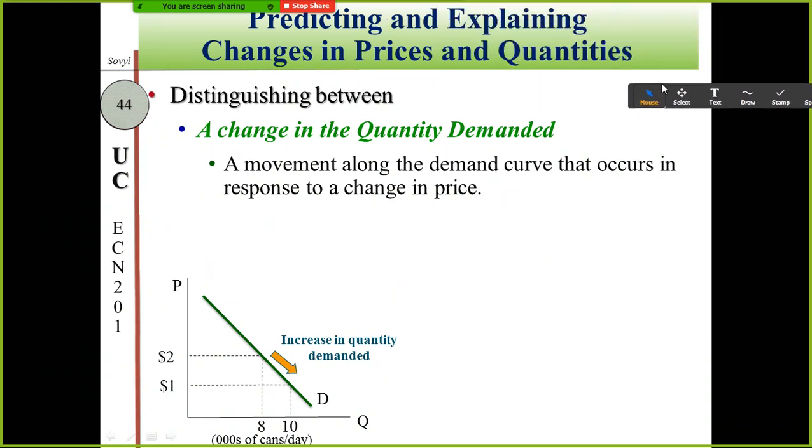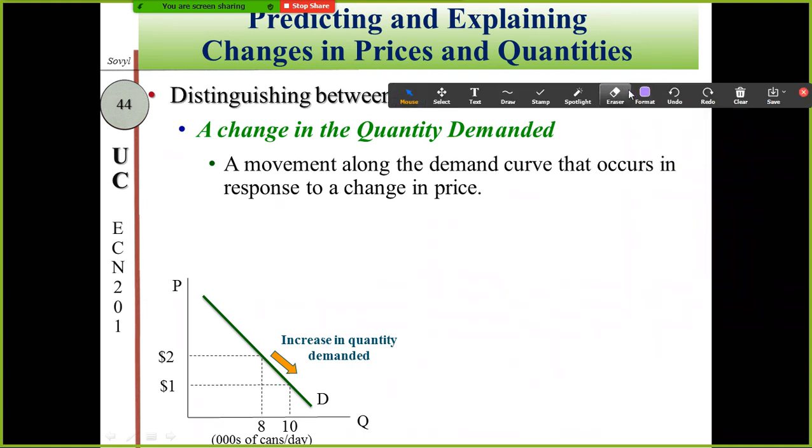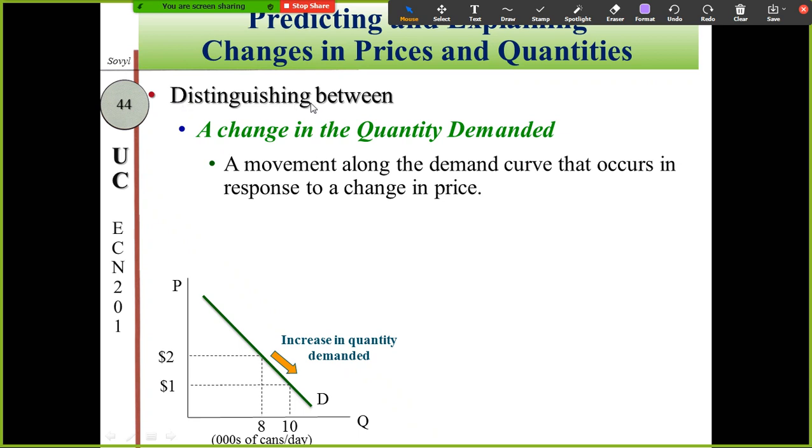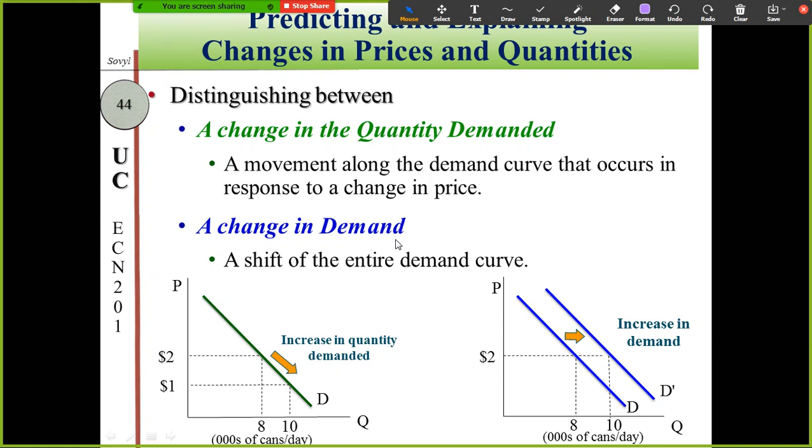Next point, predicting and explaining changes in prices and quantity. Predicting, what does it mean? You are expecting and explaining changes in price and quantity. So what happens to the markets when the price of a product changes, or when the quantity bought and sold of the product changes? Distinguish between, what does it mean to distinguish? Try to understand the difference between a change in the quantity demanded and a change in demand.